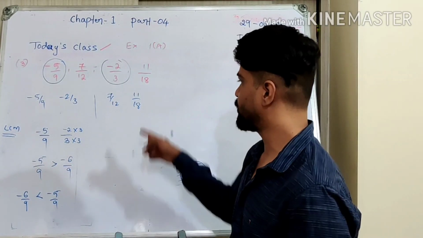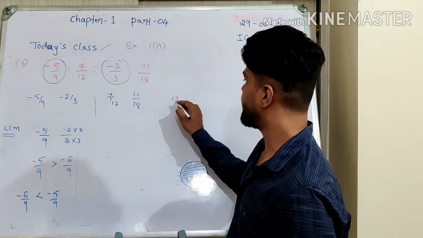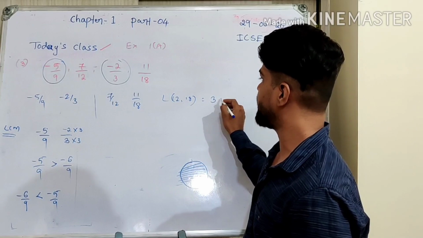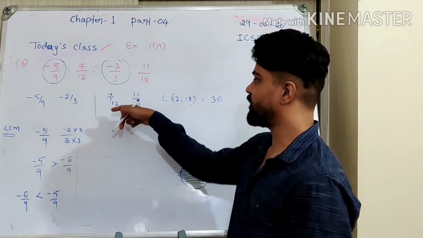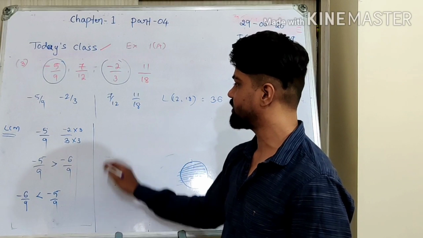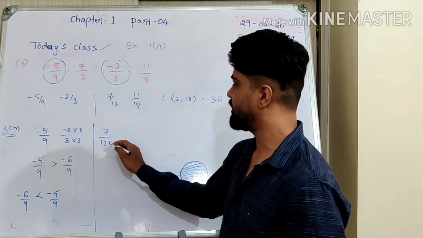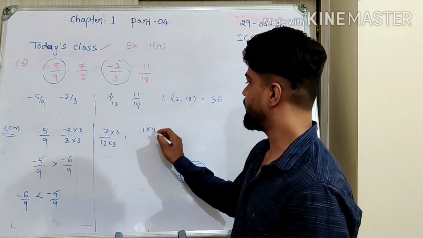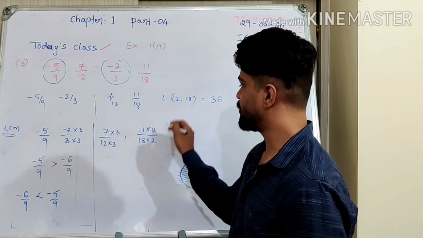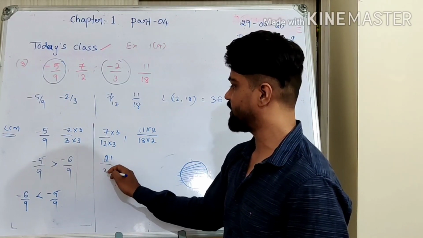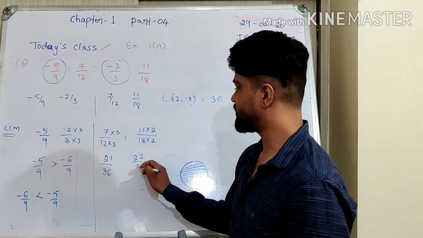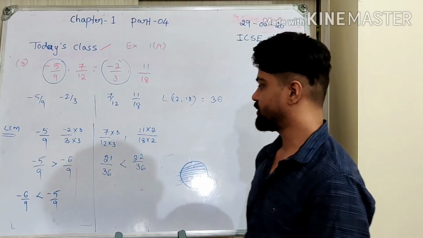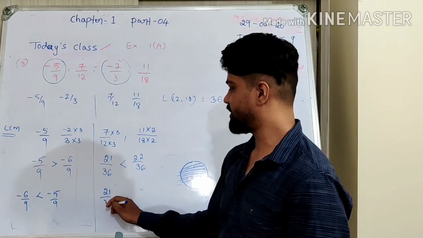Now the same approach I am going to do here. What is the LCM for 12 and 18? LCM for 12 and 18 is 36. So we need to make this 12 into 36. How will you make it 36? By multiplying the denominator by 3, I should also multiply the numerator by 3. Whereas 11 into 2, 18 into 2. So what we get here is 21 by 36 and 22 by 36. Obviously 21 by 36 is less than 22 by 36. So now the number is 21 by 36.